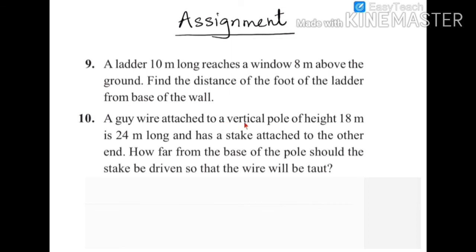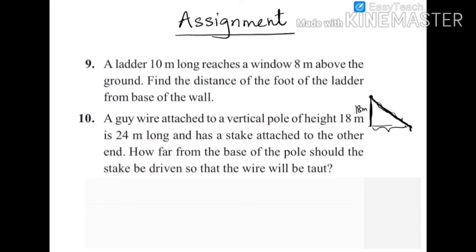A guy wire attached to a vertical pole of height 18 meters. A guy wire is nothing but a strong cable that is used to erect the tents. So there is a pole which is 18 meters and this wire is attached to the pole and it has a stake at the other end. So this is the wire which has a stake which goes into the ground. How far from the base of the pole should the stake be driven so that the wire will be taut? So this wire needs to be stretched and then the stake is put in the ground.